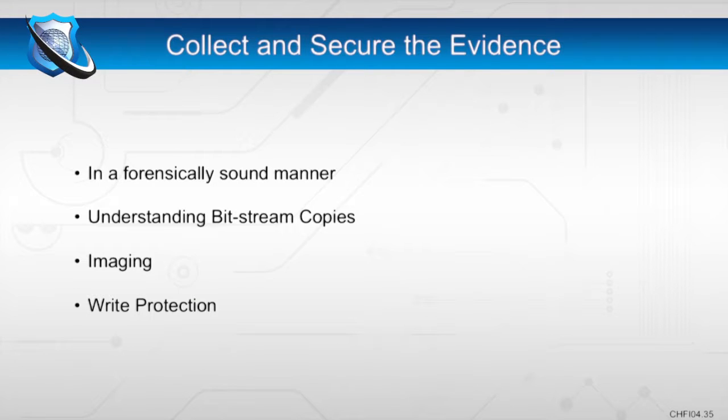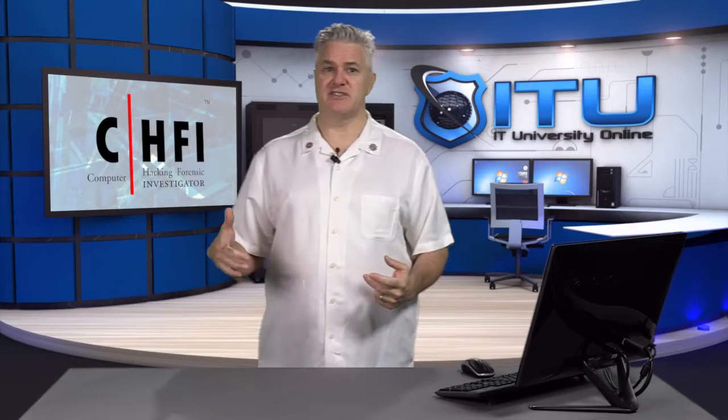When we talk about collection and securing the evidence, we're using bitstream copies. Bitstream copy is the formal name. What we usually say is we're imaging. The problem with the word imaging is, oh, are you taking a picture of me? Is that what you're talking about here? No, when we actually image the drive, we're taking a copy bit by bit and putting it into a file in a lot of cases.